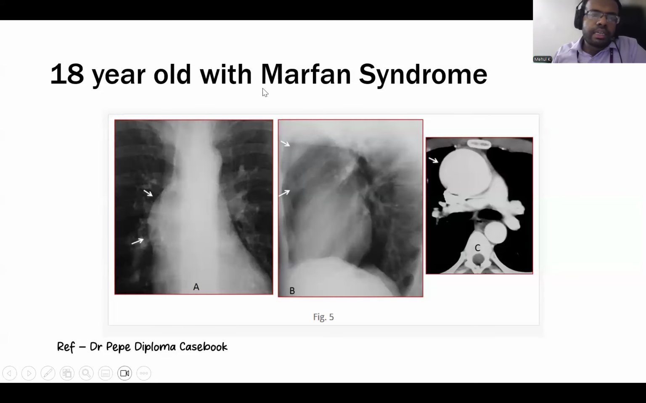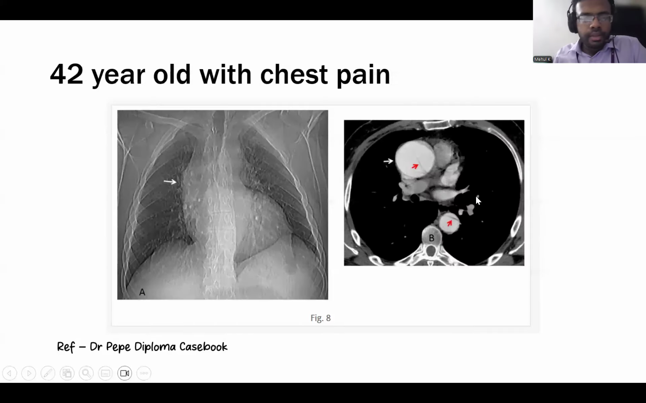Type A dissection, 18-year-old with Marfan syndrome. This is an aneurysm actually, not a dissection. You can see the ascending aorta dilatation with the white arrows here. So this is ascending aorta dilatation, which is also seen in CT.